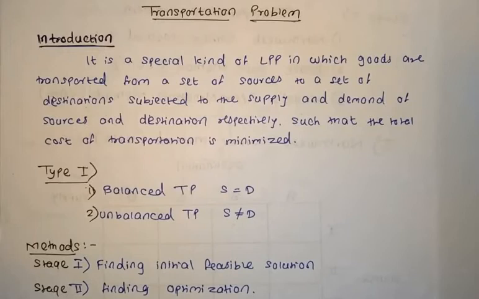Types. There are two types of transportation problem. One is balanced transportation problem. When the sum of supply equals demand, the problem is said to be a balanced transportation problem. Another type is unbalanced transportation problem. A transportation problem is said to be unbalanced if the total supply is not equal to total demand.